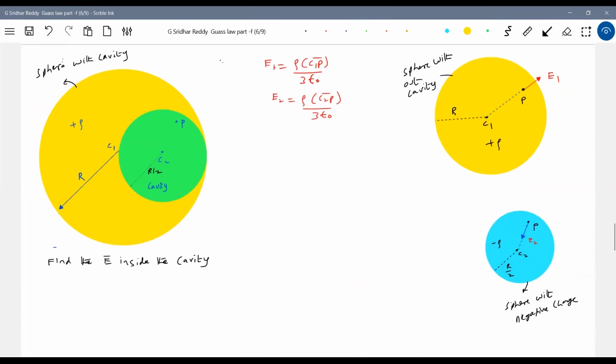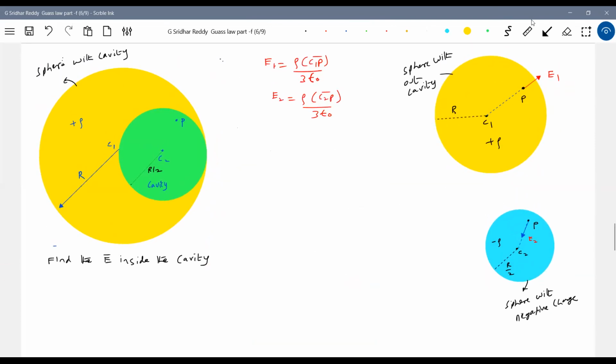Now, shall we take the vector sum of these two? The vector sum of these two will give the resultant field. So that E bar, I'll show it here. Directly from here, this is E1 bar. And next, this is E2 bar.